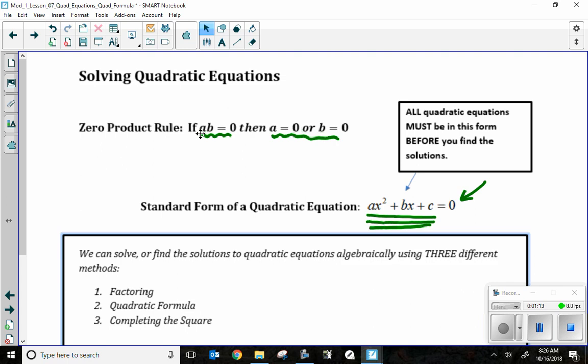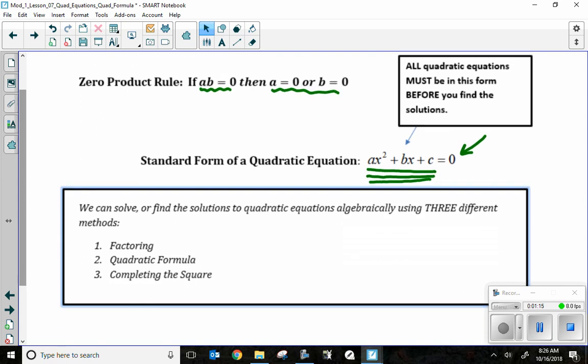And in order to solve quadratic equations, there's really three ways we can do this. We can factor. Okay, that's what we're going to focus on today. We can use the quadratic formula, which is going to be closer to the end of this lesson. And then there's completing the square, which I think will be the next lesson after this, or the one after that. But for right now, factoring and quadratic formula is where we're going to be.